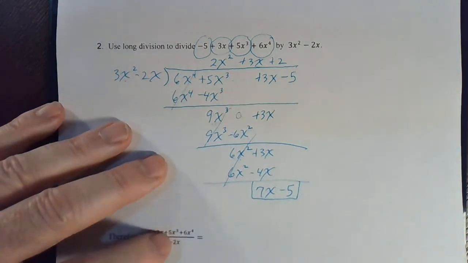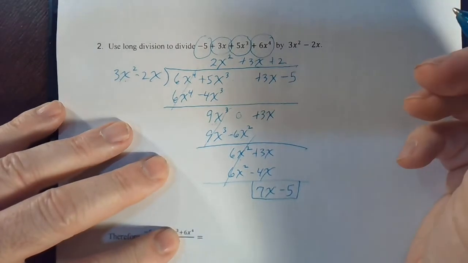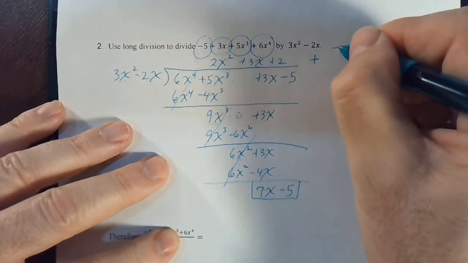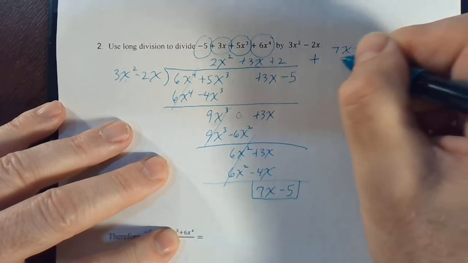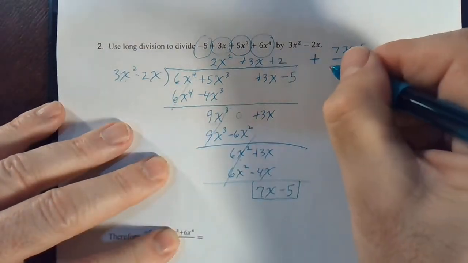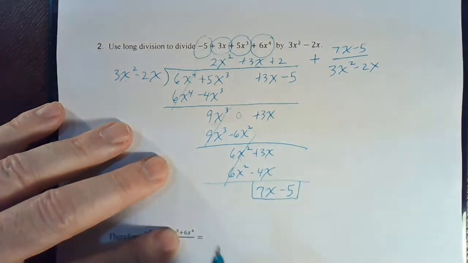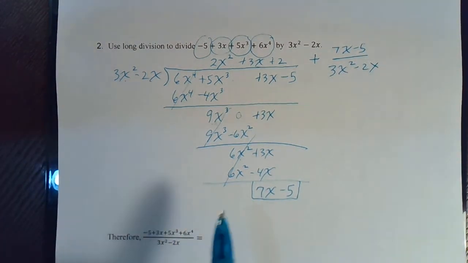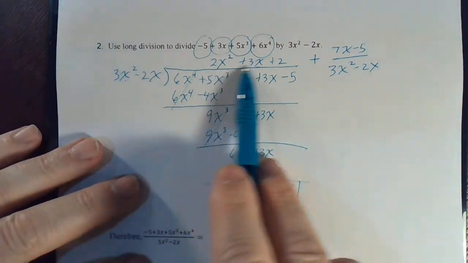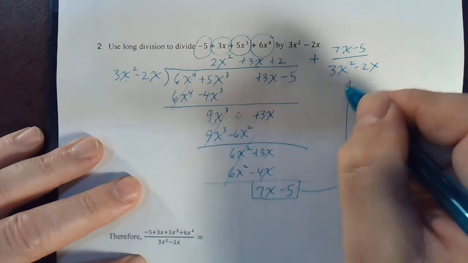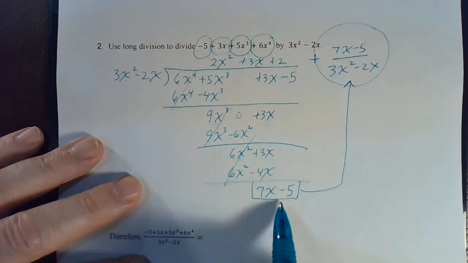But a better way to write this is to say plus 7x minus 5 divided by this divisor, over 3x squared minus 2x. Okay, so what I just wrote here came from this remainder.